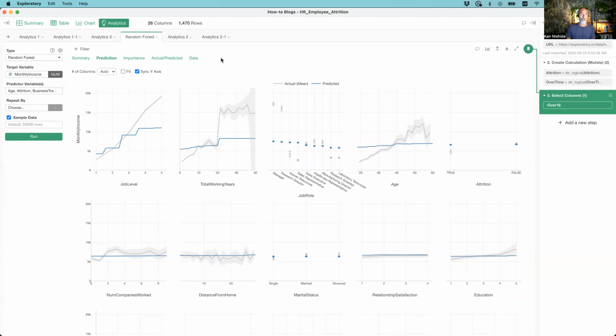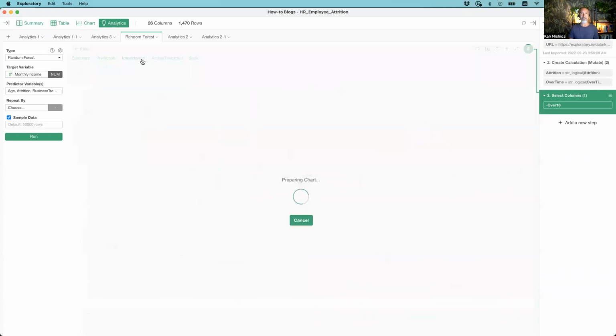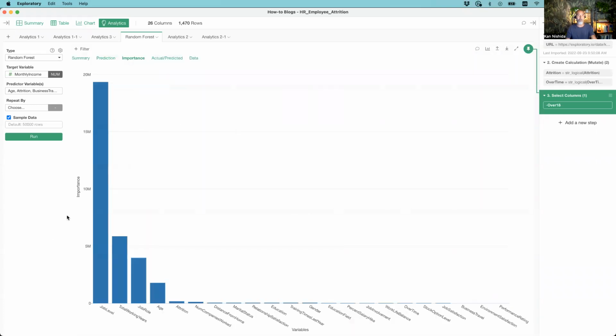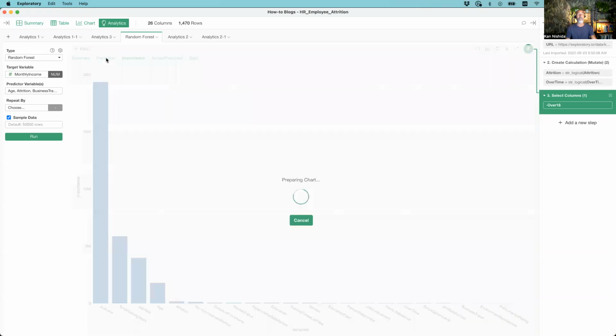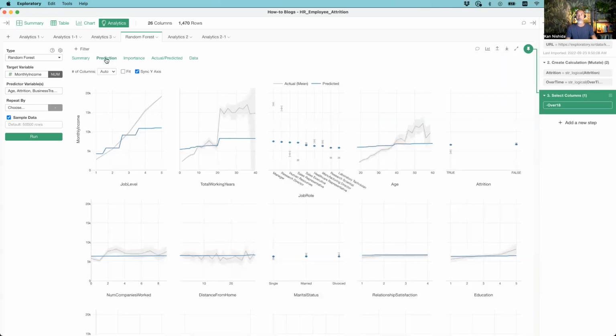But you notice there is no coefficient here. We have the prediction importance. So I can go to the importance and see what variables are important, and then go to the prediction tab to see how those variables are related to monthly income. But I can't answer, for example, whether this age, which seems flat, is significant or not. Attrition, is this significant or not? Those types of things I can't answer.